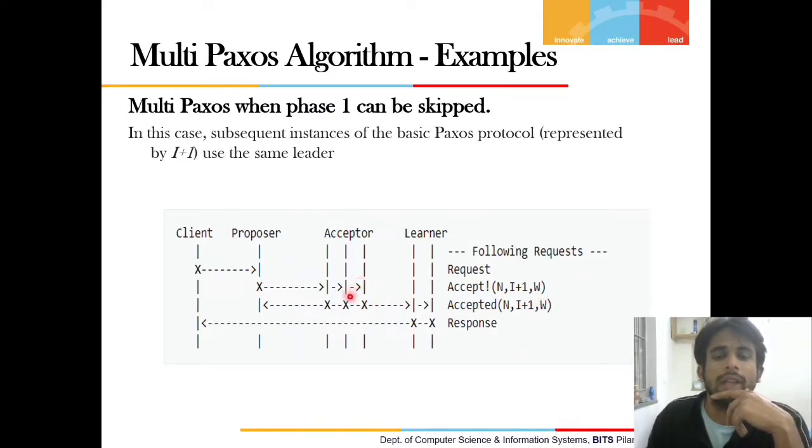Now this acceptor will receive this accept message, and as the acceptor didn't promise to reject any proposal with the proposal ID n, it will accept this value w, and it will send this accepted message to the proposer and to the learners. Now the learner will learn this value and send it to the client.